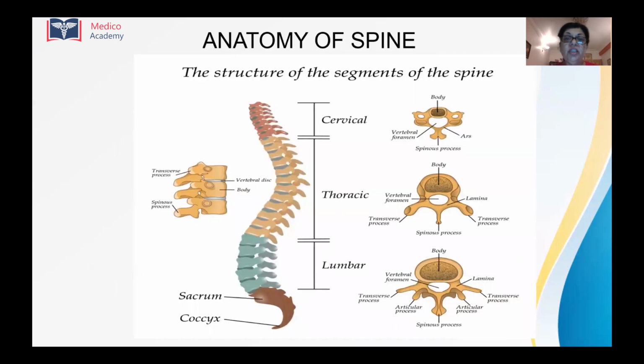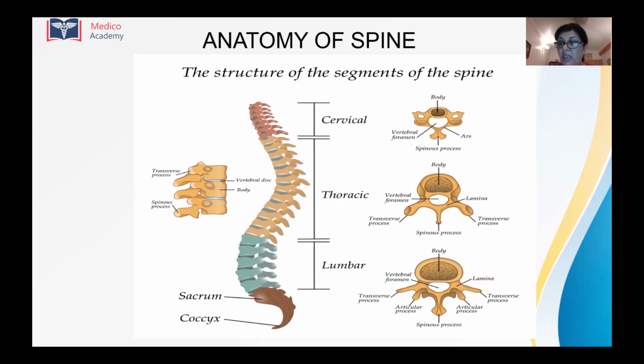Now let us look at the anatomy of the spine in short. The spine is composed of 24 vertebrae separated by a gel-like disc, both of which surround the spinal cord. The spine pain is usually classified by the part of the spine in which it occurs. The cervical spine, that is the neck, is composed of 7 vertebrae from C1 to C7.